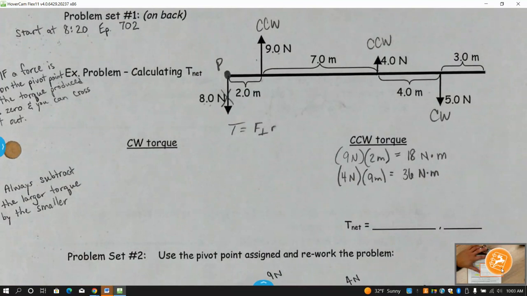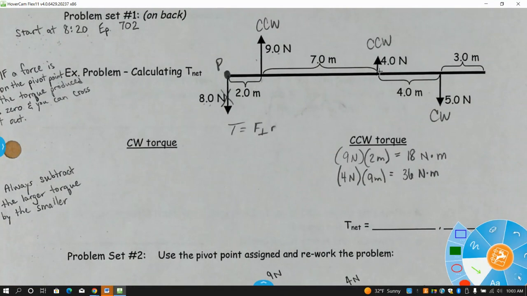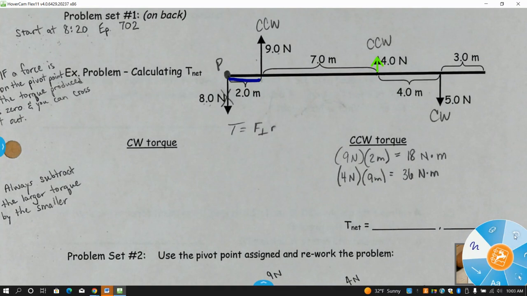So we're not multiplying by 9 newtons, we're doing 9 meters, because 7 plus 2 is 9. Yes, so this 4 Newton force here is 2 meters plus 7 meters away. So that's why we're getting the 9 meters.